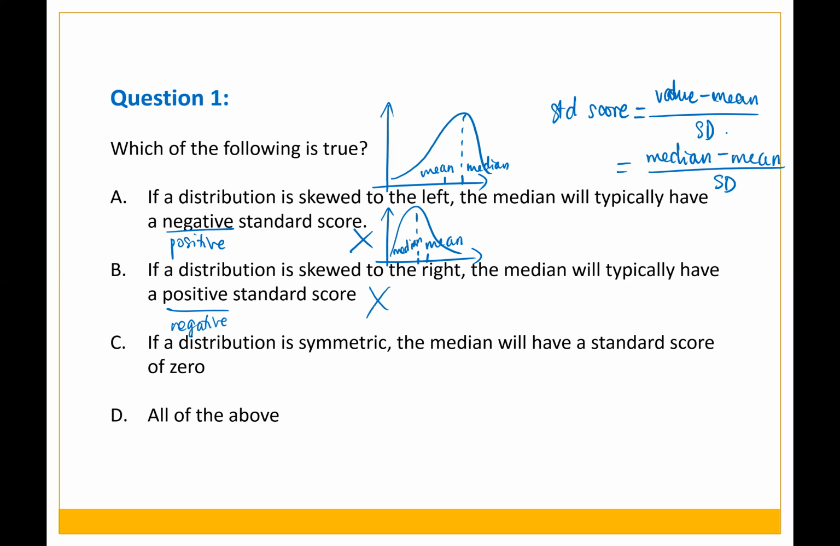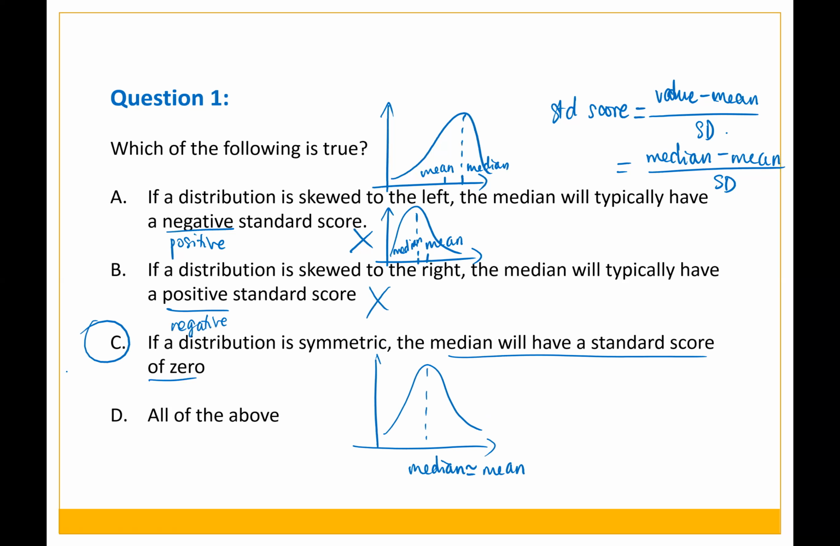So let's see if a distribution is symmetric, like this. We have the median approximately equal to the mean. So the median will therefore have a standard score of 0, because median minus mean is now approximately 0, and the entire standard score is just going to be 0. So C is the correct answer.